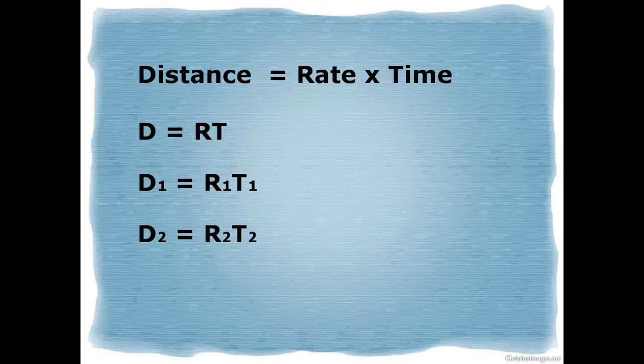Now, bodies in motion assumes two bodies in motion. That is, it could be a person, it could be a train, it could be a plane, it could be a bullet, it could be just about anything. But there will be two bodies in motion. And so we use D1 equals R1 times T1. That is, D equals RT for the first body in motion, and D2 equals R2 times T2, which is just the same thing, D equals RT, but for the second body in motion. We got to keep track of them separately.